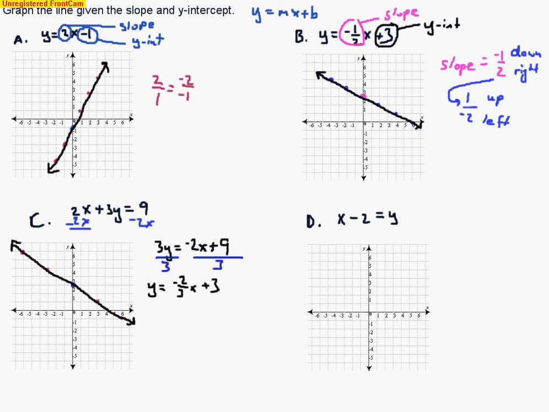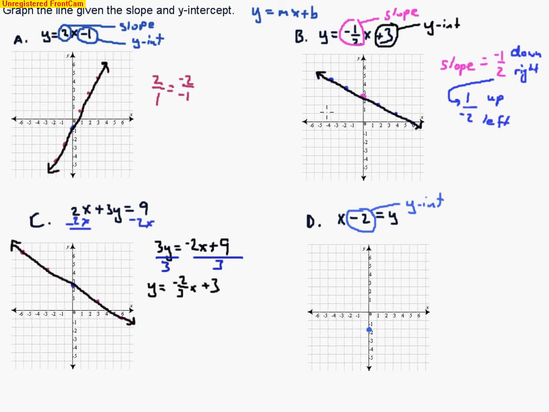So let's take a look at the next one. I've got a little bit different situation. I guess y's on the other side, so I don't have to move anything. What's different is y is on the other side, so we have to be careful what the y-intercept is. Here, that y-intercept is negative 2, so we're going to go down 2 spaces, put a dot there, and then use the slope.